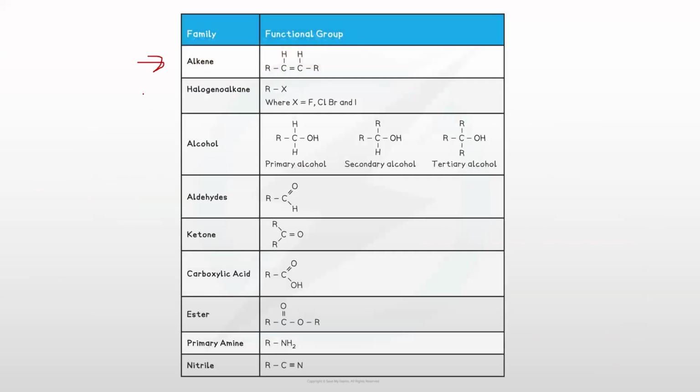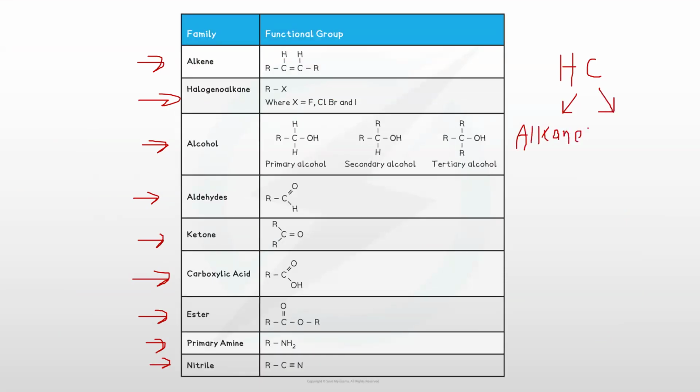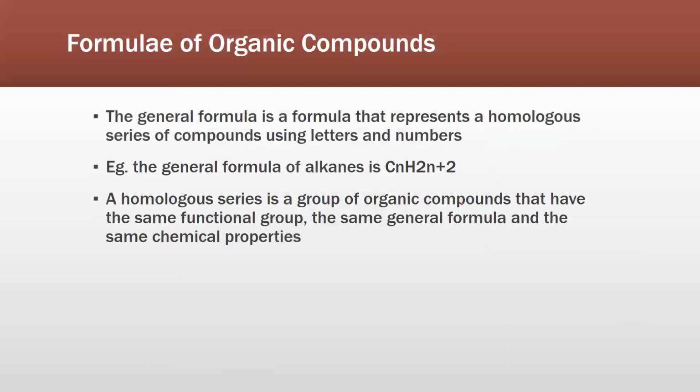So here are the different functional groups that are included in your AS chemistry syllabus. Alkenes, halogenalkanes, alcohols, aldehydes, ketones, carboxylic acids, esters, primary amines, and nitriles. And we are going to study all of these. इनमें से जो hydrocarbons हैं, hydrocarbons are 2 of them. One of them is alkanes and the other is alkenes. Then we have halogenalkanes. फिर हमारे पास alcohols हैं, we have aldehydes, ketones, carboxylic acids, esters भी हैं. We are going to study all of these one by one.